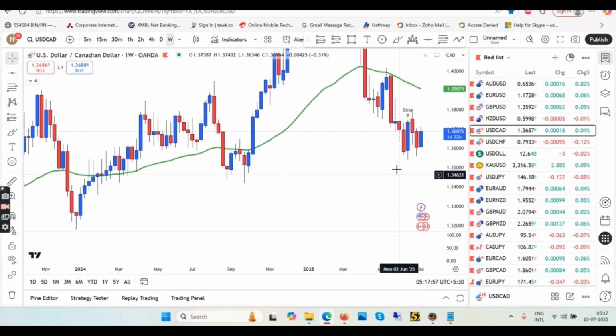Coming back to the chart, starting the top-down approach here with the weekly time frame. On the weekly, we are trying to go up. This previous low is not broken yet. This low did not break this low, so we are trying to go up. This week we might end up blue.